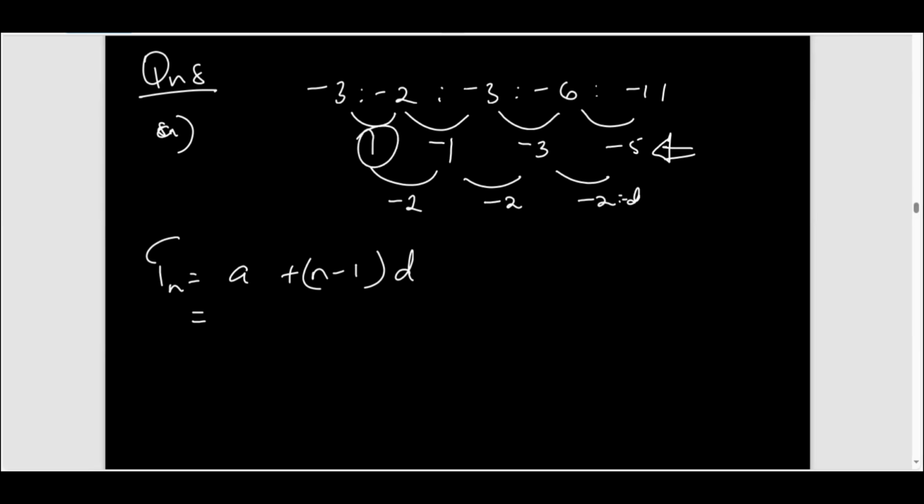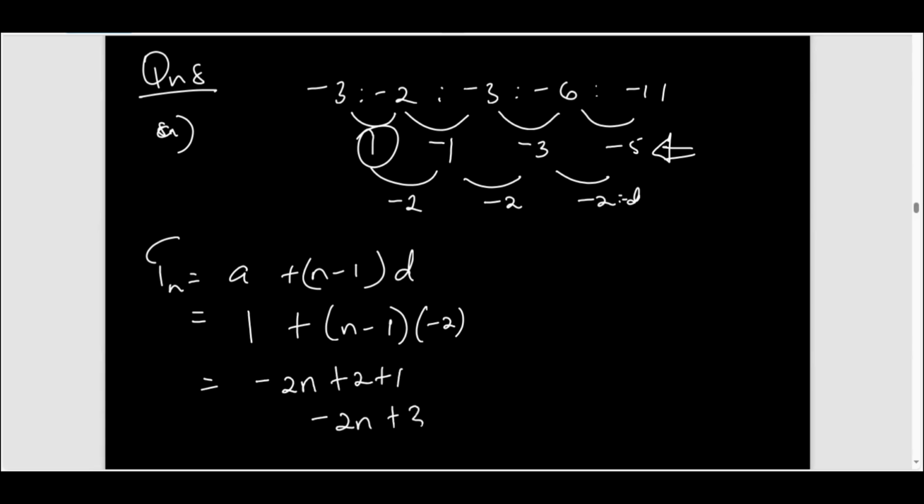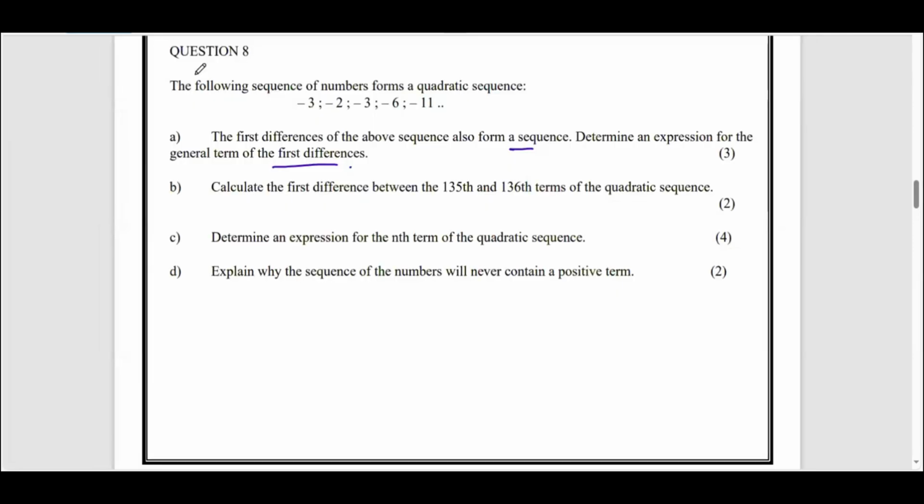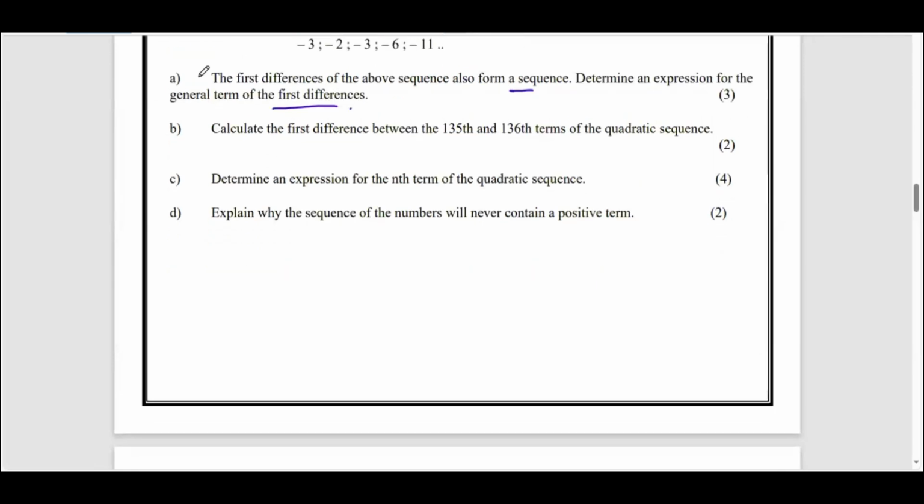So our first term is 1, plus n minus 1 into the common difference, which is -2. Open that up and simplify. So it's going to be -2n plus 2 plus 1, which is -2n plus 3. So this is what the question is asking for. All right, then part B, calculate the first difference between the 135th term and 136th term of the quadratic.